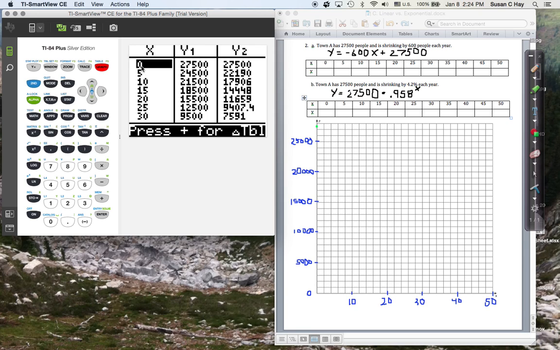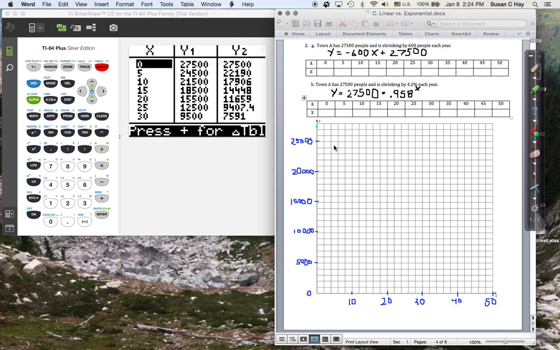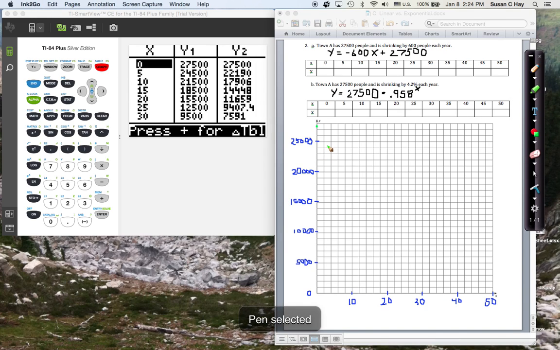So now at 0 years, 5 years, 10 years, 15 years, which looks just like what you have here, so you can put in your numbers. At 0, 27,500. At 5 years, this is 24,500. So 5 years is right here, and 24,500 is right there. And then at 10 years, it's at 21,500.